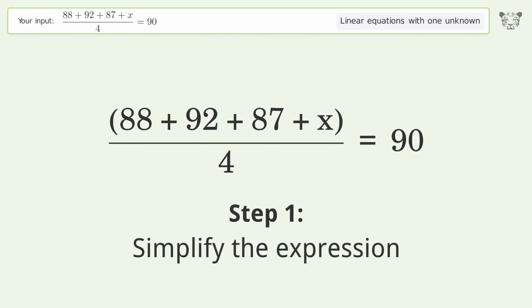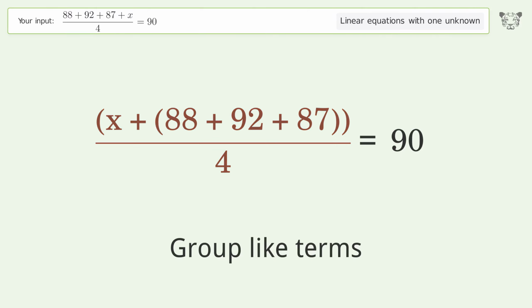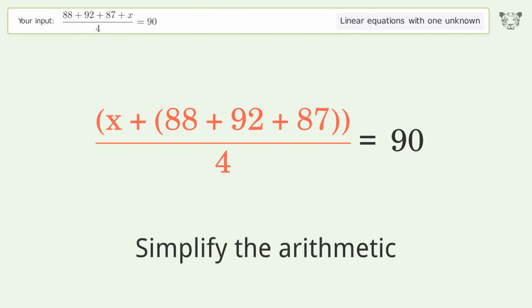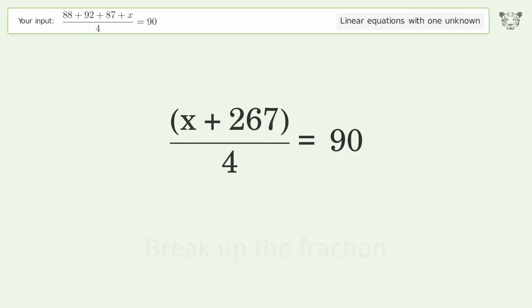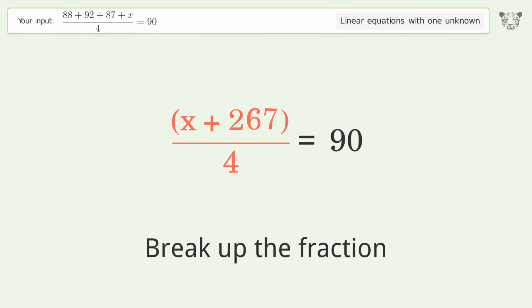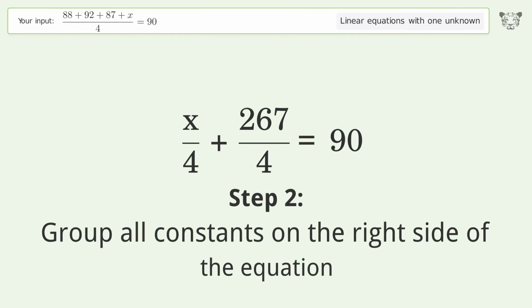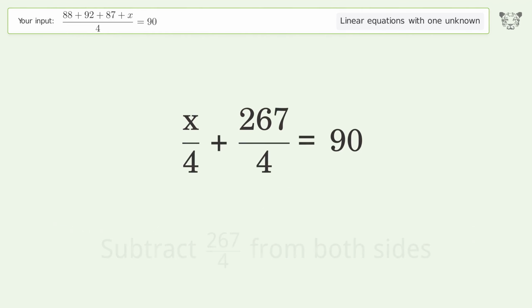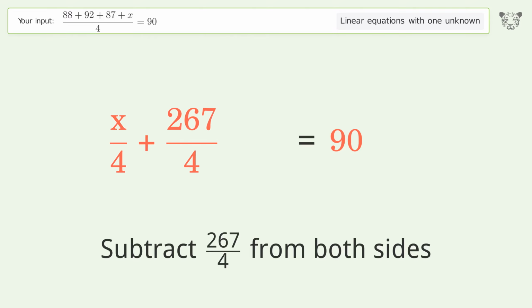Simplify the expression. Group like terms. Simplify the arithmetic. Break up the fraction. Group all constants on the right side of the equation. Subtract 267/4 from both sides.